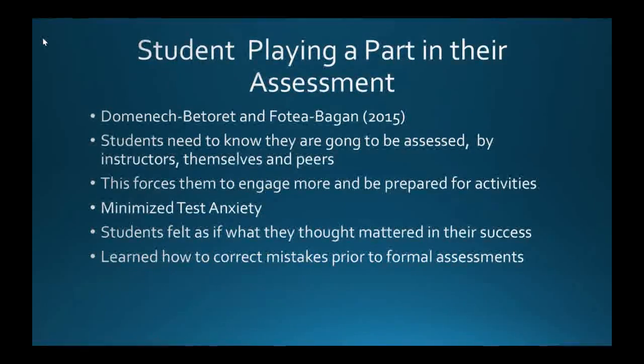Sort of. Yes. Okay, so students playing a part in their assessment isn't something new. We've all heard, flip the classroom. I'm thinking it was brought as a workshop thing 10 years ago. It's a term we sort of loosely use, like, oh, flip the, what does that mean? Well, there's lots of different ways. So students need to know they're going to be assessed. Instructors should assess them. They should assess themselves and their peers to assess them. And when they have that accountability, they're going to take it a little bit more seriously.